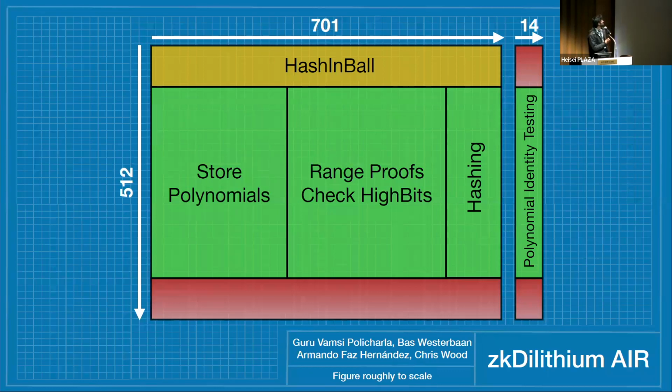We tried, but we weren't really able to reduce that. Then, in this second green phase that I've written, this is the matrix multiplication and hashing phase, where you're going to store your polynomials on the left, do a bunch of range proofs, and check that the high bits were decomposed correctly, and then you're going to do the hashing in the third column.